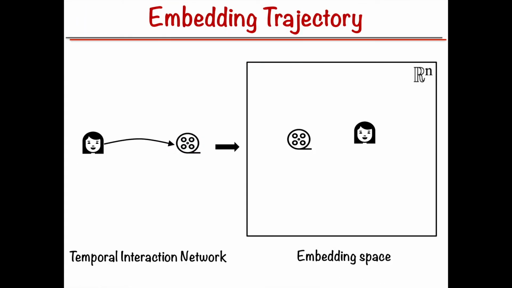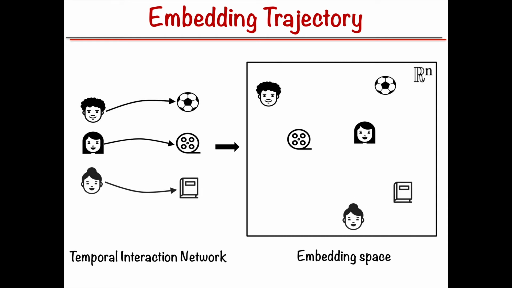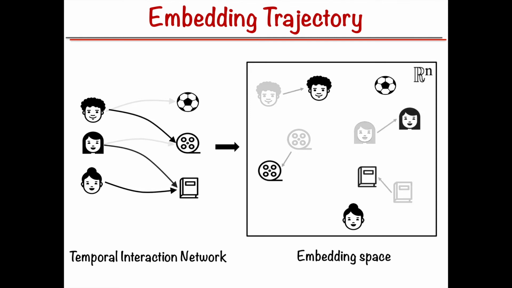Representation learning presents a powerful approach to model the dynamic evolution of users and items, where each user and item can be embedded in a Euclidean space, and their evolution can be modeled by an embedding trajectory in the space. These trajectories can be trained for downstream tasks such as recommendations and predictions.